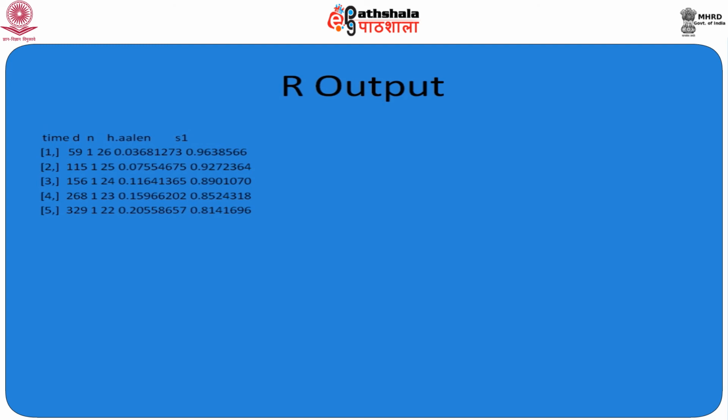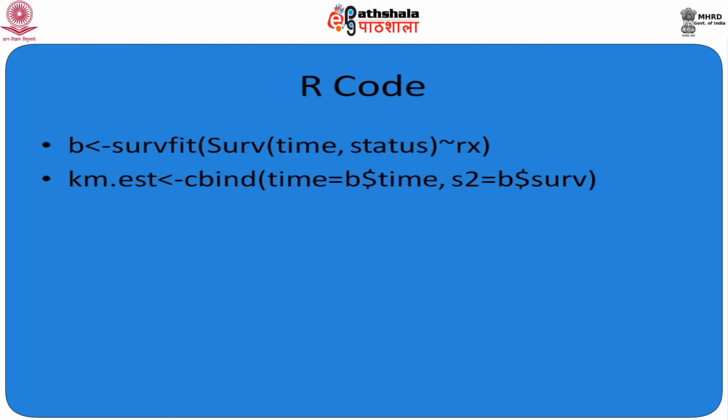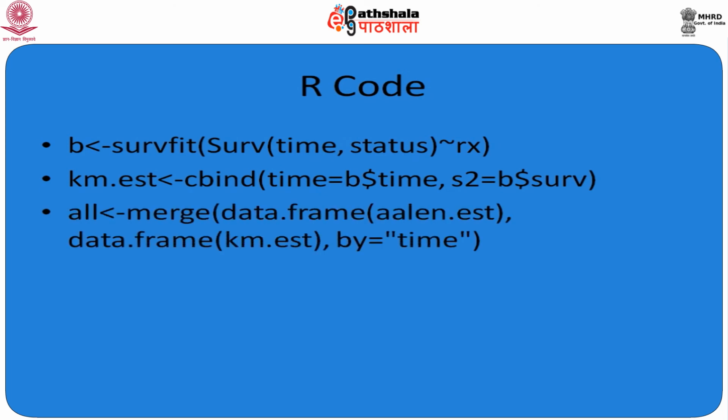So if you add these h dot Aalen estimate values and the estimate values of S1, we will get the total value of 1 for each row. For example, if we add 0.0368 with 0.9638, we get a value near 1. That pattern is maintained because of the patients who died: the hazard rate is given by h dot Aalen and the probability of survival is given by S1 here. Now we come to the next slide.